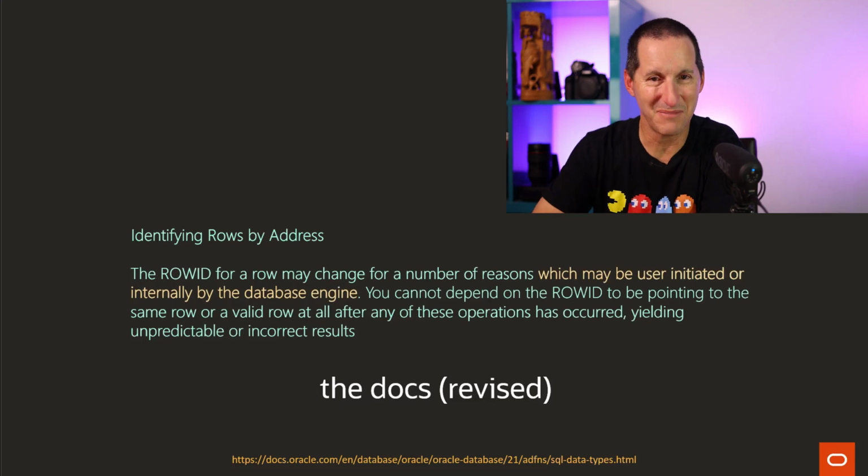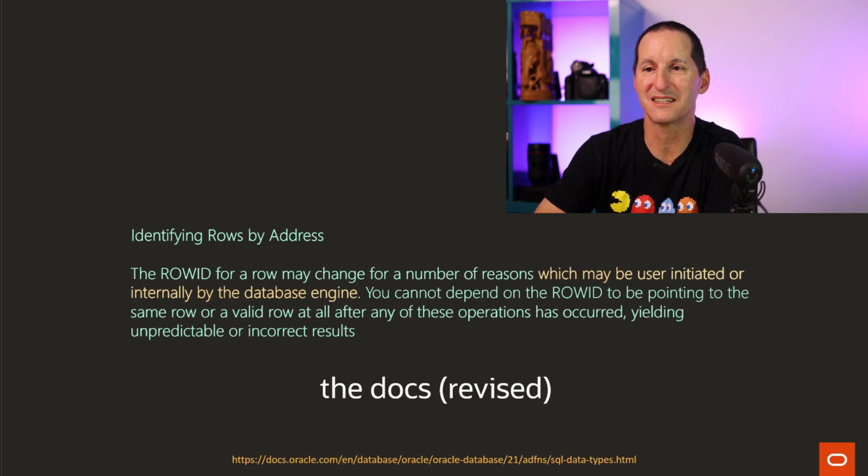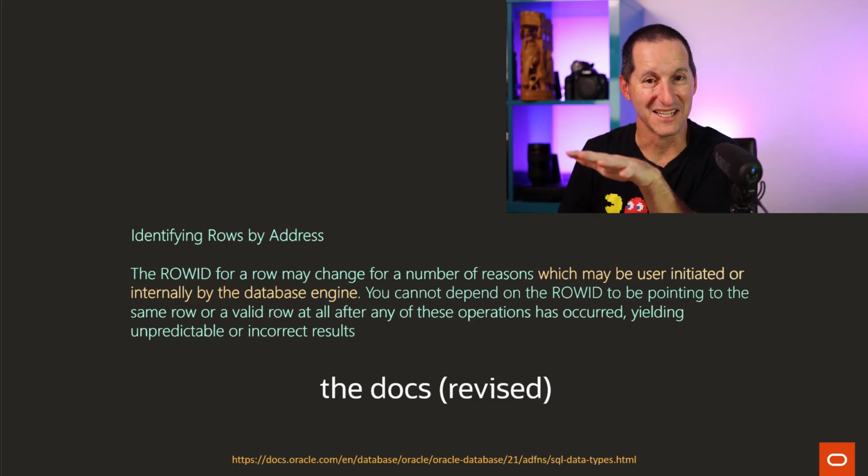I want to highlight that. You cannot depend on the ROWID to be pointing to the same row or a valid row at all after any of these operations have occurred, yielding unpredictable or incorrect results. I want to stress that. This has actually always been the case.